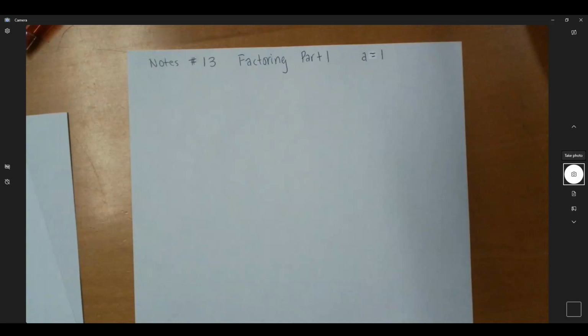All right, we are going to start factoring, and there are a lot of different methods to factoring. We have the X method, we have the star method, we've got GCF, difference of squares, perfect square trinomial, and grouping, I think are all of them. So we're going to start with this. Part one is going to be factoring a equals 1, which is going to be using the X method. This is all based off of quadratics.